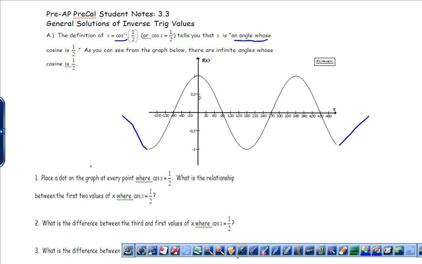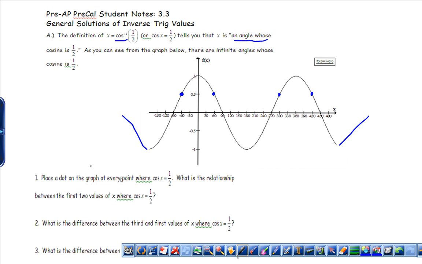And you can see that right here at -60, I have a value of 1/2. And then at 60, I have a value of 1/2. So as my graph keeps going, I could keep having a value of 1/2. Let's see, I have another value over here. At 300, I have a value of 1/2. And at 420, I have another value of 1/2.